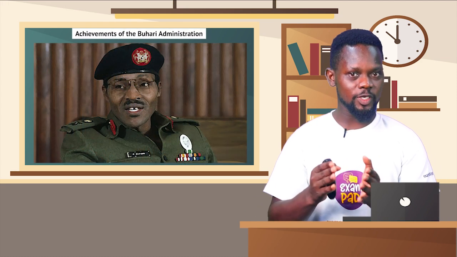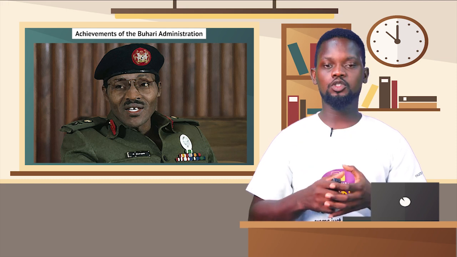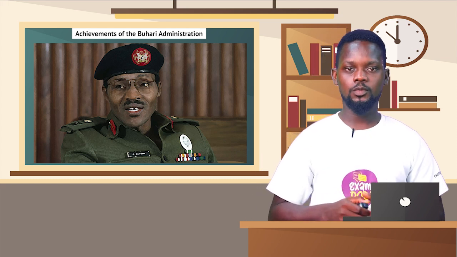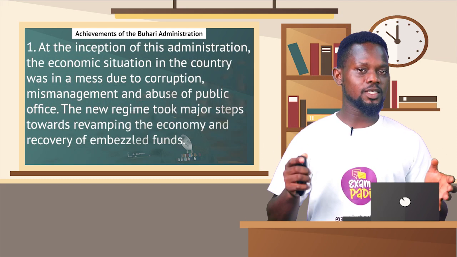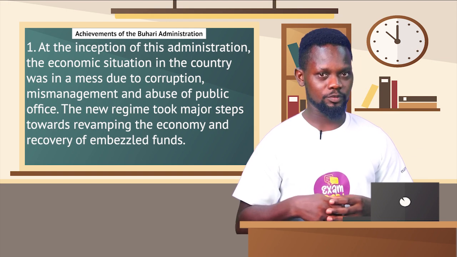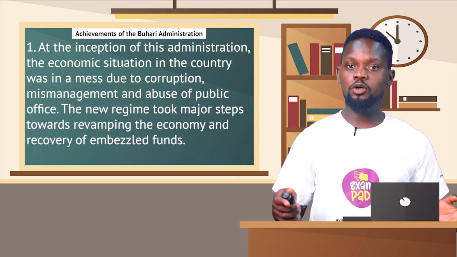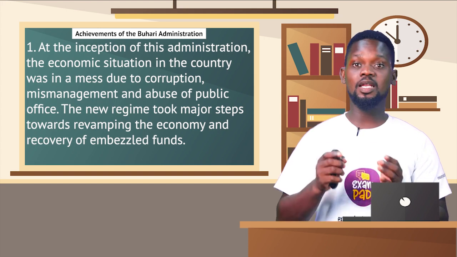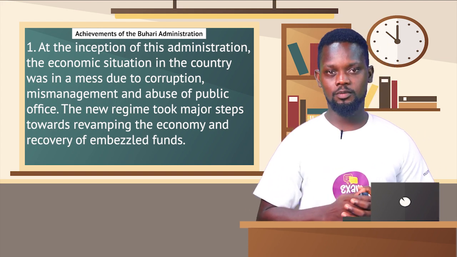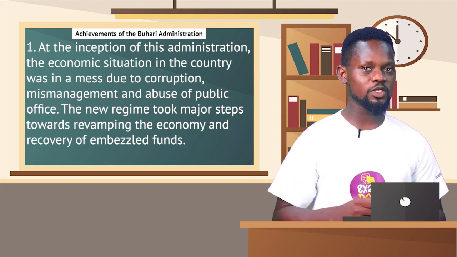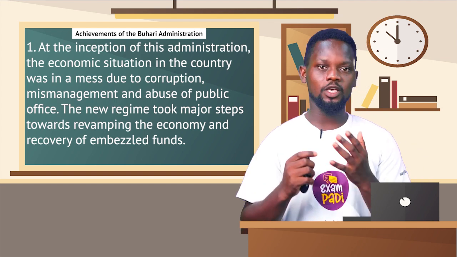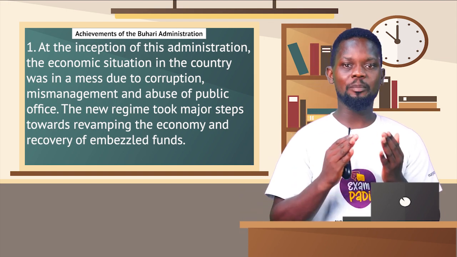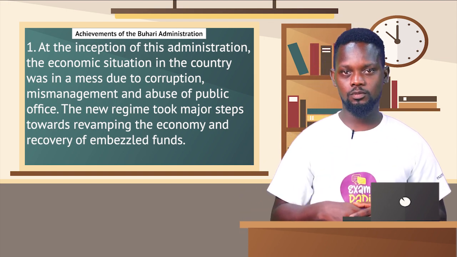Let's look at the achievements of the Buhari administration. Number 1. At the inception of this administration, the economic situation in the country was in a mess due to corruption, mismanagement, and abuse of public office. The new regime took major steps towards revamping the economy and recovery of embezzled funds.